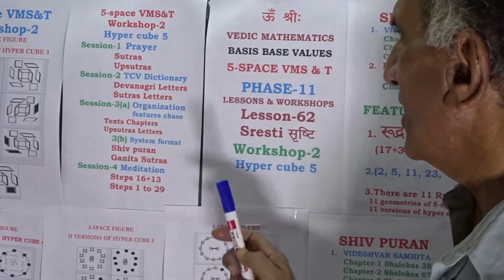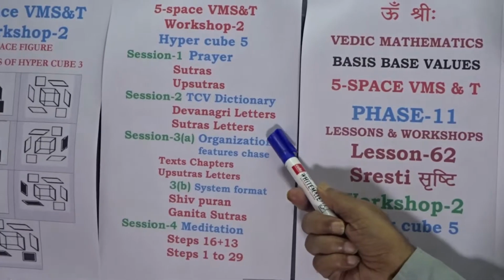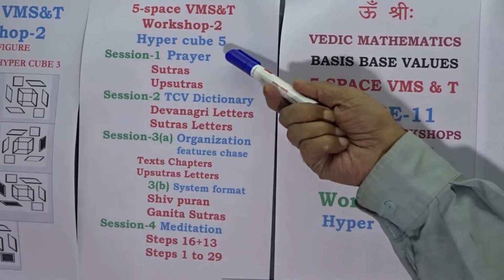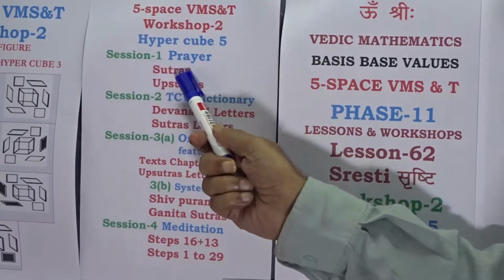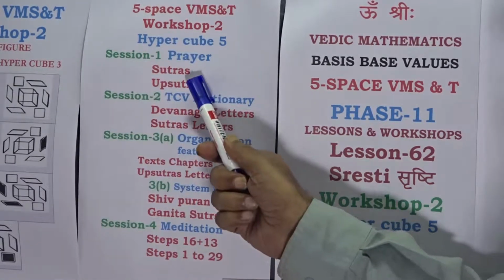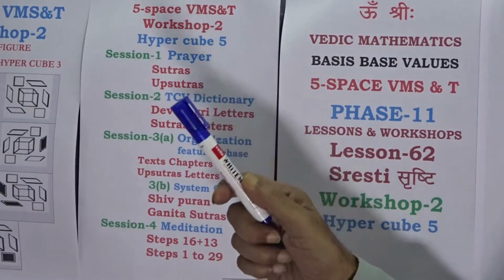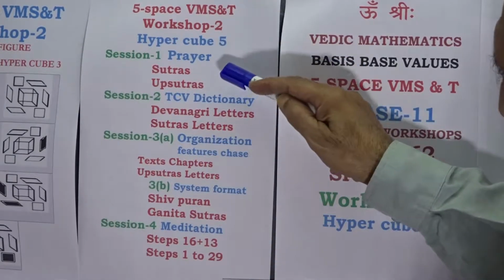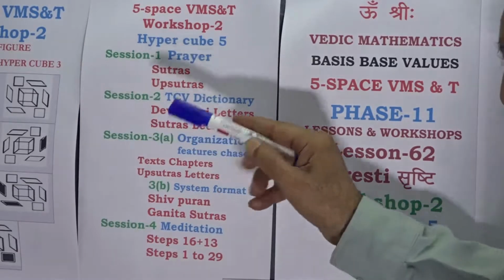Workshop sessions are 4, of which the third session is of 2 phases, and as such it can be said that workshop sessions are 5. The first session is a prayer session. In the previous class, our prayer concentrated upon sutras, and today the focus shall be upon upsutras. However, we have to have the prayer in the present session of the workshop in 2 phases.